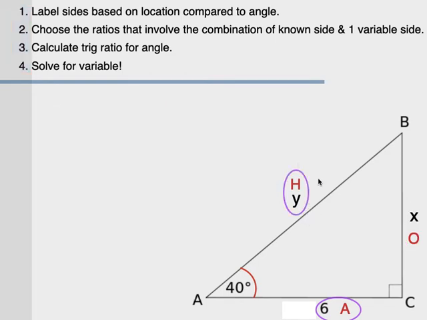So this time we're circling y and the one side we knew from the start. We already did step 1, labeling the sides H, O, and A, but we need to do step 2 for y, choosing the ratio that involves the y side and the 6 side. In other words, something that has both A and H in it. And in SOHCAHTOA, which one has A and H? CAH has A and H. So that CAH tells us that cosine equals A over H. And A over H here would be 6 over y.